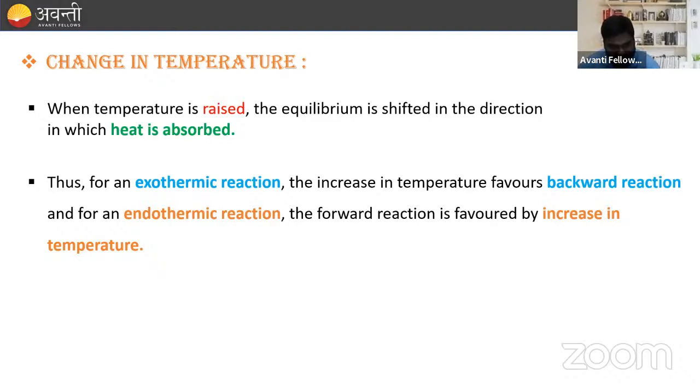Just remember this thing. Let me explain with an example again. N2 plus 3H2 through the Haber process gives 2NH3, and some amount of heat is also released, which is a negative heat. Now, for such a reaction, what are the favorable conditions in terms of pressure and temperature? Can anyone tell? For this reaction, what is the favorable condition in terms of pressure and temperature?